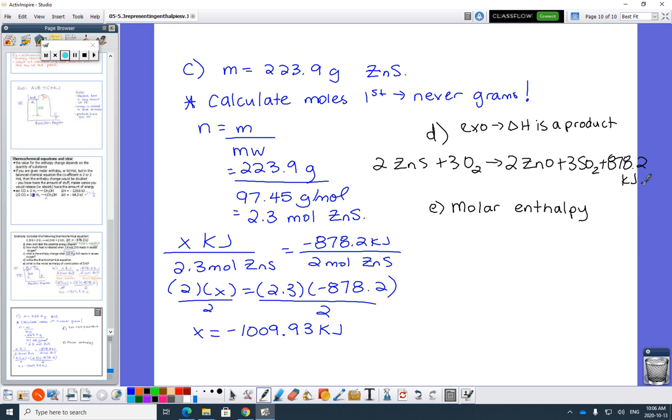Then part E says molar enthalpy. Okay, so again, you can do all the tough stuff, but then the stuff that's supposed to be easy. Molar enthalpy is probably only going to be 1 mark, but students often get so stressed about it. If you're doing molar enthalpy, then you want kilojoules for how many moles? 1.